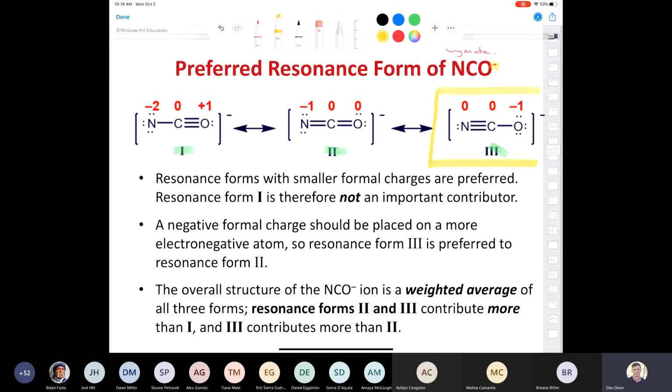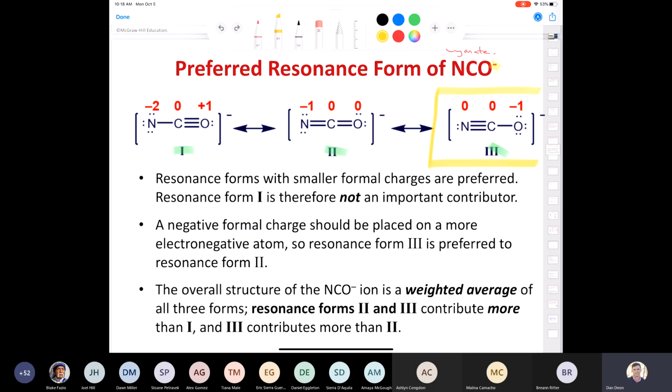All right, now how did I arrive at that decision? Well, let's take a look at it. It says here that resonance forms with smaller formal charges are preferred. If you look at the first one, we have a -2, right? So that's not going to be an important contributor because the other ones only have -1 in them. Any resonance structure that has higher charges is not going to be preferred to those with lower charges. So that's the first rule.